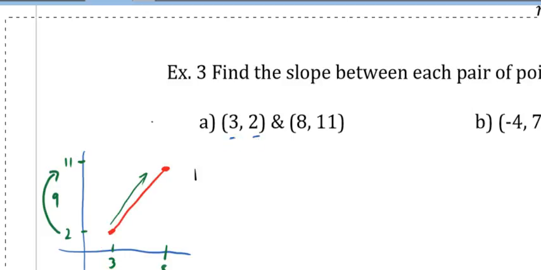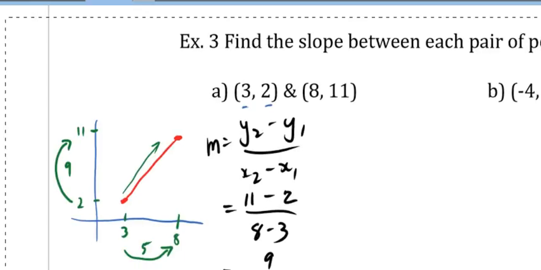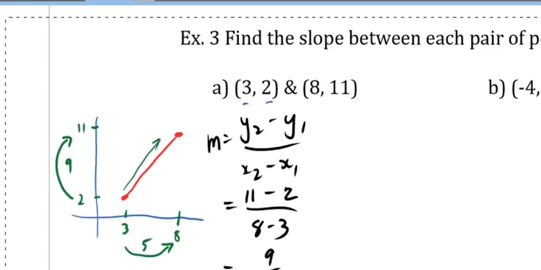So let's do this the formal way. I write down the equation y2 minus y1 over x2 minus x1. And so I did 11 minus 2 over 8 minus 3, which is 9 over 5. Okay, so you can get that copied down. When you look at it, is it a positive slope or a negative slope? How do you know, Corbin? Yeah, because it's going that direction, right? Up to the right, however you want to think about it. It looks like a positive slope, and that worked out.